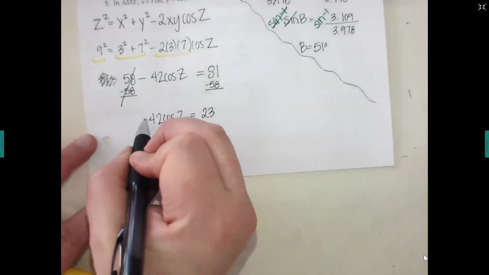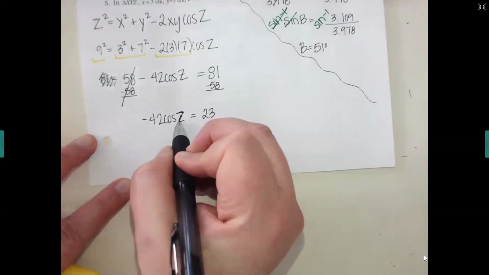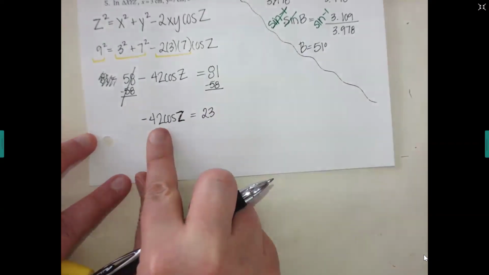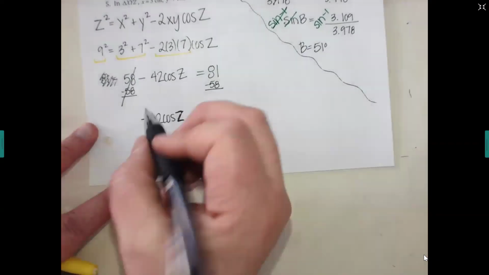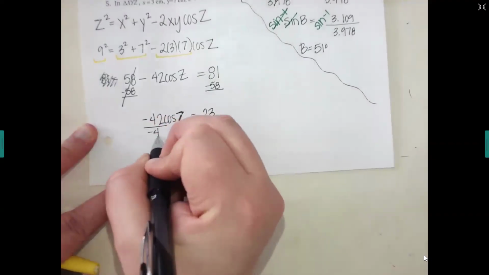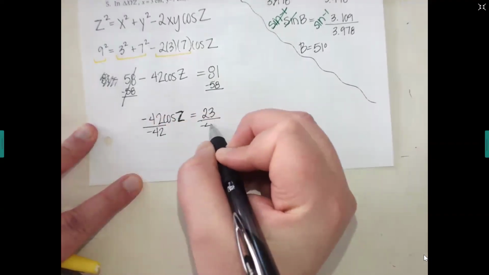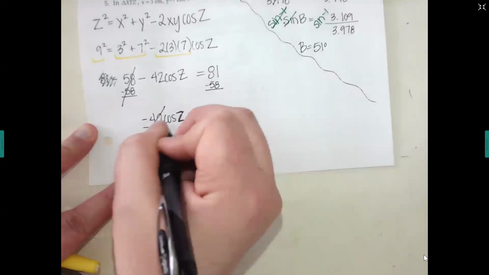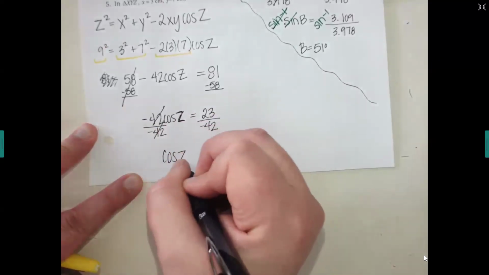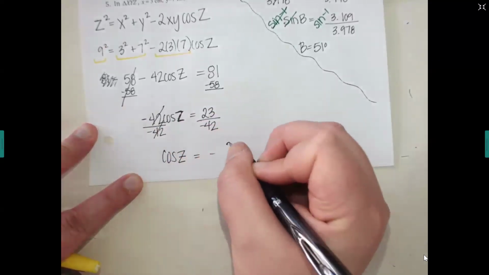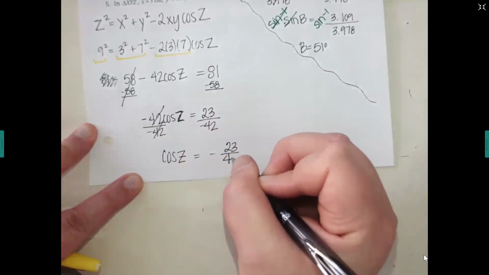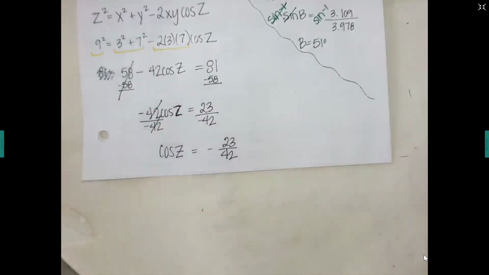Okay, from here, my cosine Z is multiplied by a negative 42. How do I get rid of it? Divide it. So negative 42, we're gonna divide that across. So that now cosine Z is negative 23 over 42. Now, if you want to keep the negative in the bottom, it doesn't matter, it's fine. But you can also just put it in the front.